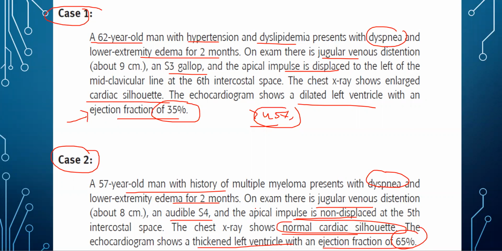In diastolic heart failure, the patient's cardiac output or ejection fraction will usually be normal. So that's a normal ejection fraction for this patient, because in this case, your heart also does not get enlarged like in systolic heart failure. So you will get a normal cardiac silhouette on chest X-ray. Because if cardiac enlargement is not there, obviously the apical impulse will not be displaced as well. Okay, so that's how we know about diastolic heart failure.